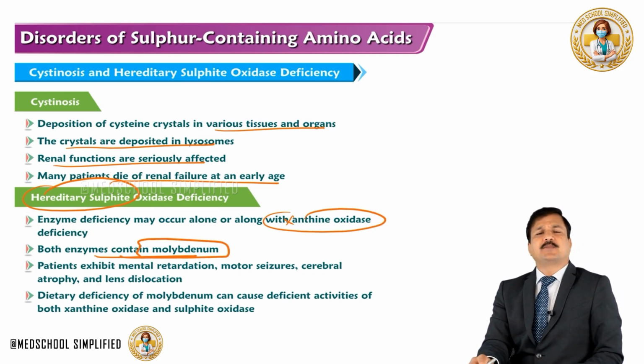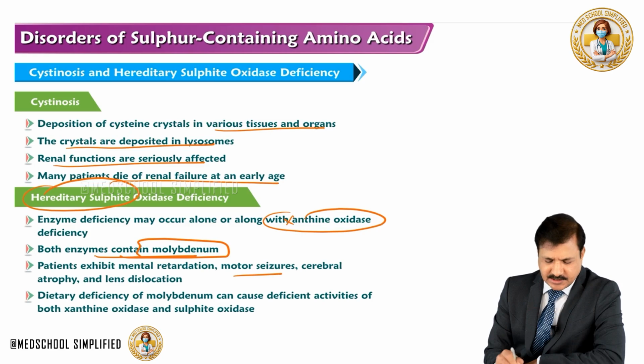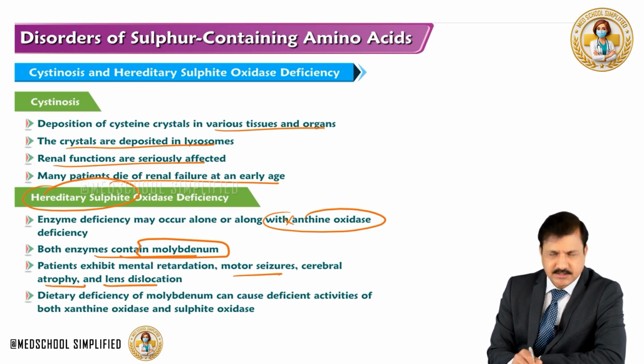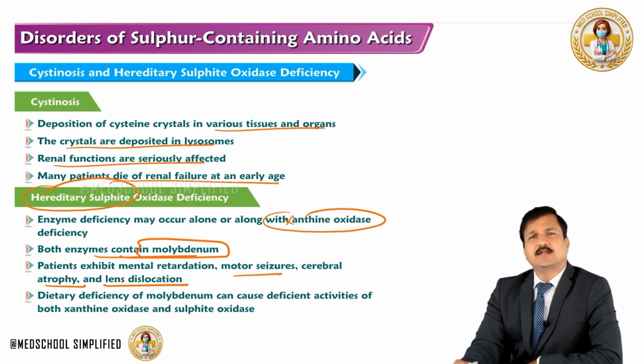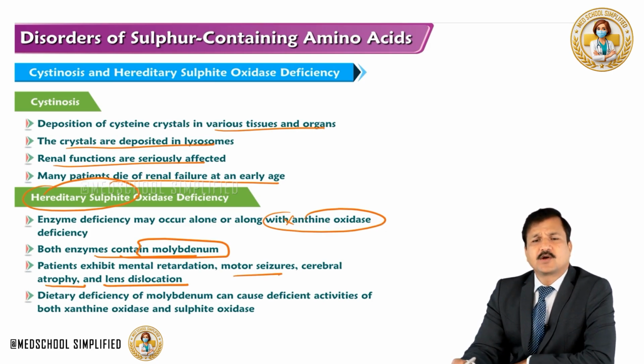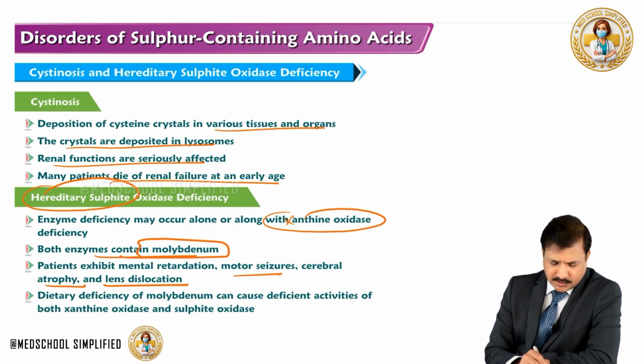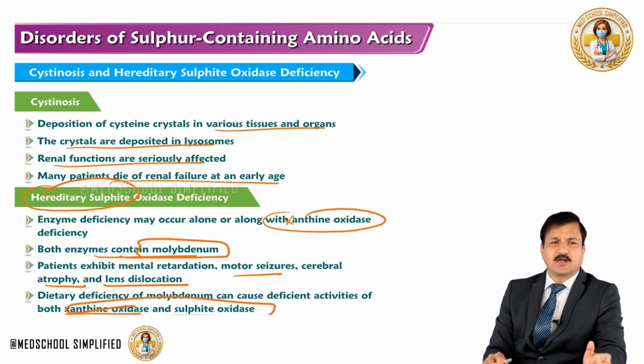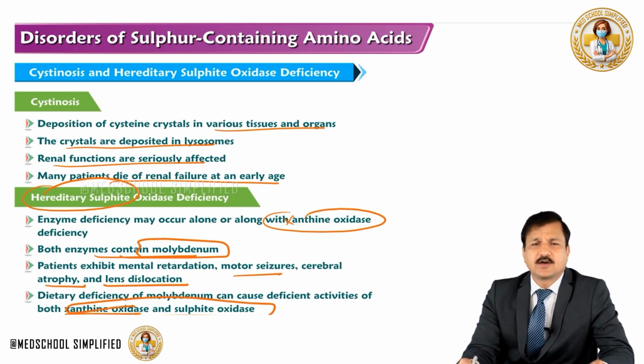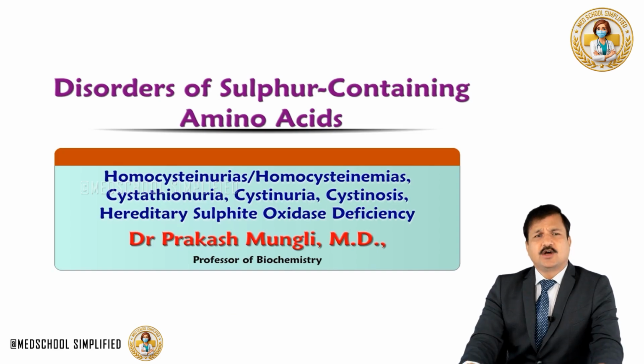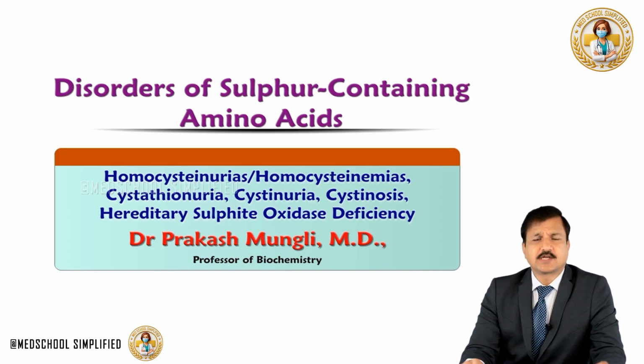Patients exhibit mental retardation, motor seizures, cerebral atrophy, and lens dislocation in this disorder. Dietary deficiency of molybdenum can cause deficient activity of both xanthine oxidase and sulfite oxidase, so that is one of the causes of hereditary sulfite oxidase deficiency. So these are all disorders of sulfur-containing amino acids. Thank you.